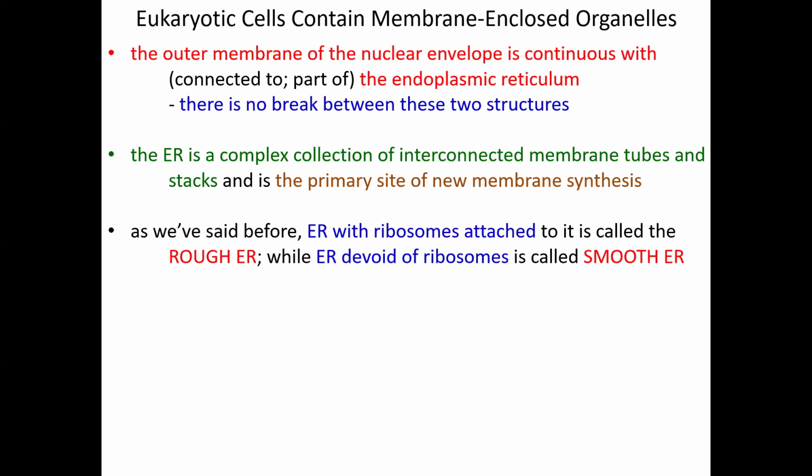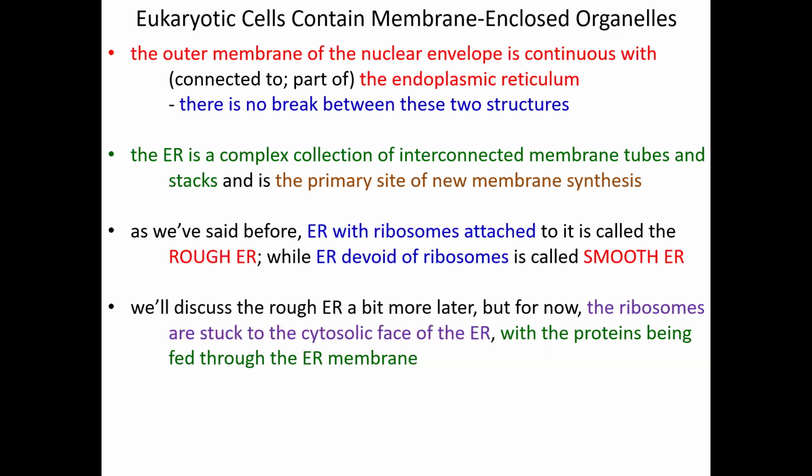The smooth ER is smooth. It appears smooth in an electron microscope because it doesn't have ribosomes on it. The reason why the smooth ER doesn't have ribosomes on it is because the smooth ER is responsible for making new membranes, making new phospholipids, among other things. We're going to talk about the rough ER quite a bit later on in this video as well. But again, for now, what's making the rough ER rough is that it is studded with ribosomes that are stuck to its cytosolic face, the face of the ER membrane that is in contact with the cytosol.